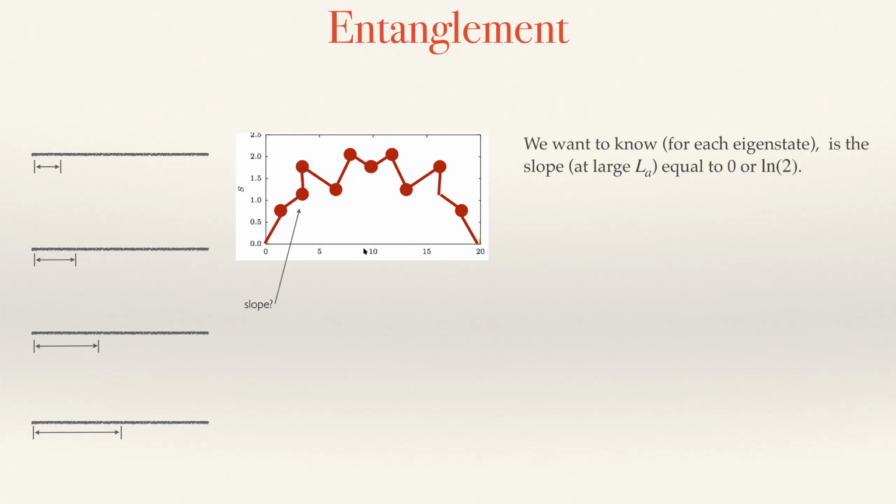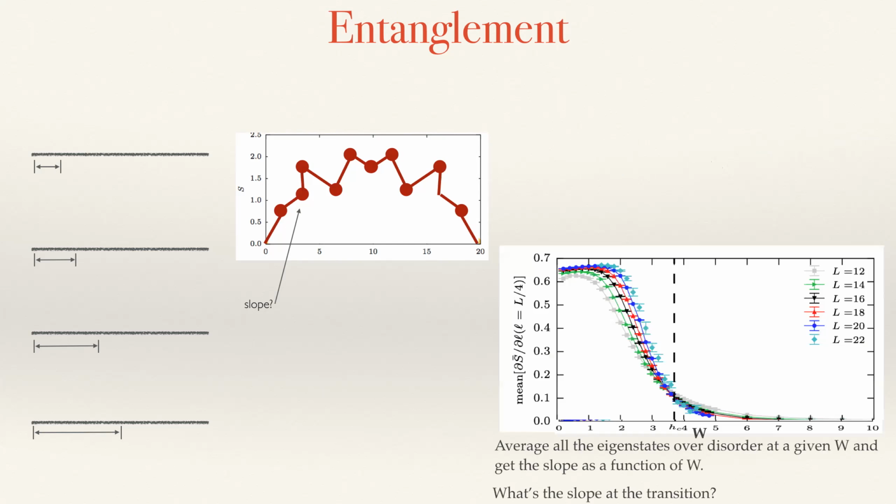So then you go and you say, oh, this is silly. That's one eigenstate. Just go ahead and do an average over all eigenstates, over all disorder realizations, et cetera, you'll get a smooth curve, read off whether the entanglement is 0 or log 2 or something in between. Okay, and you can do that.